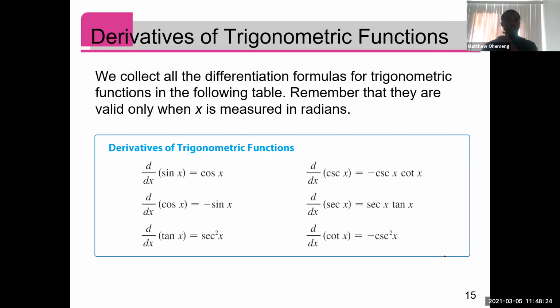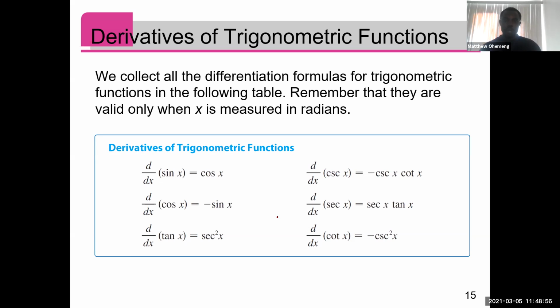Okay, so in the long run, we get this. This is the takeaway. If you don't understand any of the proofs, at least you have to know these going into the exam. The derivative of sine is cosine of x. The derivative of cosine is negative sine of x. The derivative of tangent of x is secant squared of x. The derivative of cotangent of x is negative cosecant squared of x. The derivative of secant of x is secant x tangent x. The derivative of cosecant of x is negative cosecant x cotangent x.